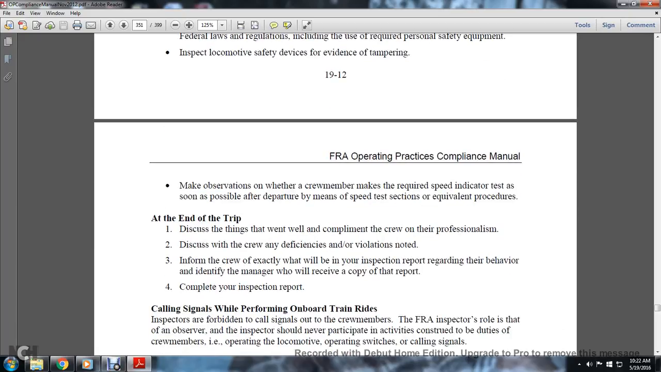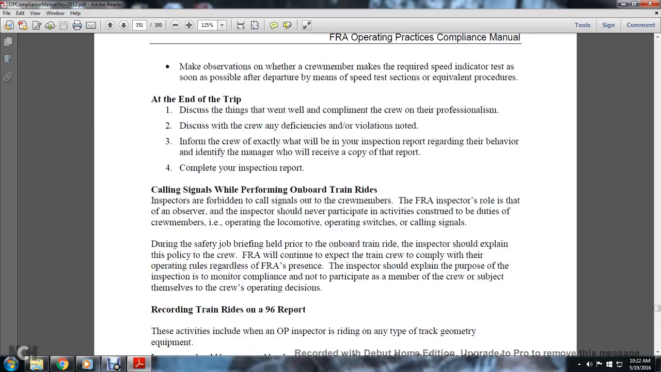Observe whether the crew member makes the required speed indicator test as soon as possible after departure, per the speed testing section on equivalent procedures. At the end of the trip, discuss the things that went well with the crew, and discuss any deficiencies and/or violations. Inform the crew of exactly what the inspection report will say regarding their behavior, identify the manager who will receive a copy of the report, and complete your inspection report.